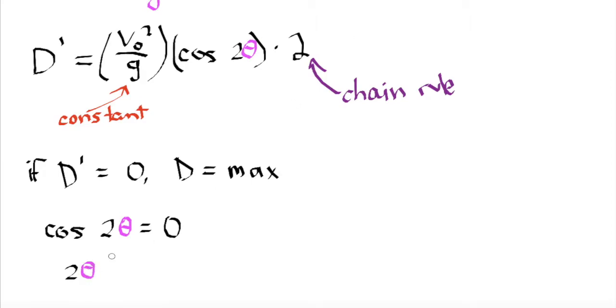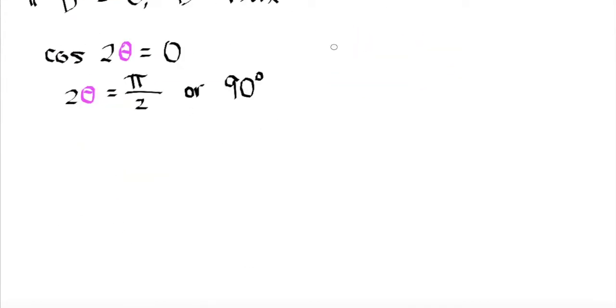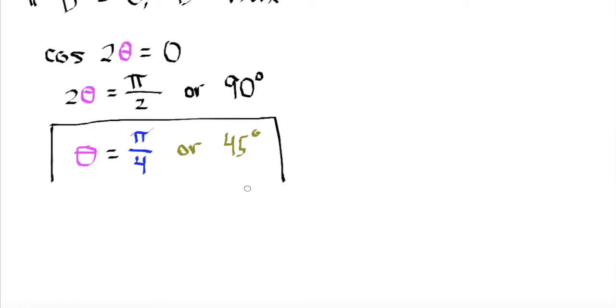So setting cosine 2 theta equal to 0, we can see that 2 theta has to be equal to pi over 2, since cosine of pi over 2 is equal to 0. This can also be written as 90 degrees. Dividing both sides by 2, we get that theta is equal to pi over 4, or 45 degrees. At pi over 4 or 45 degrees, the distance will be at its maximum.